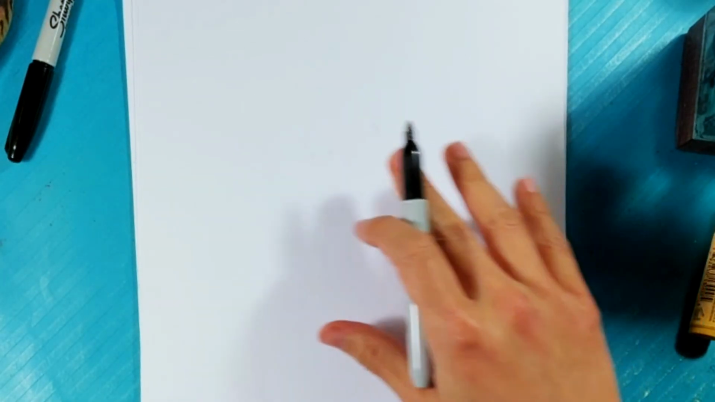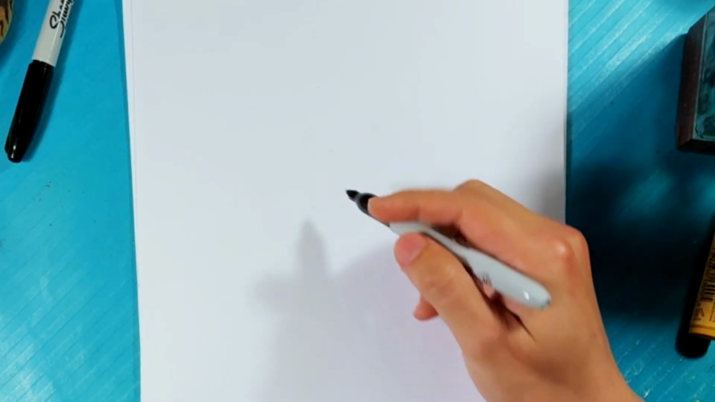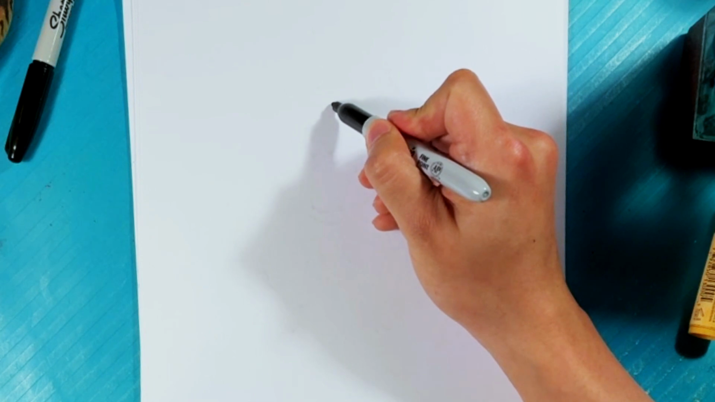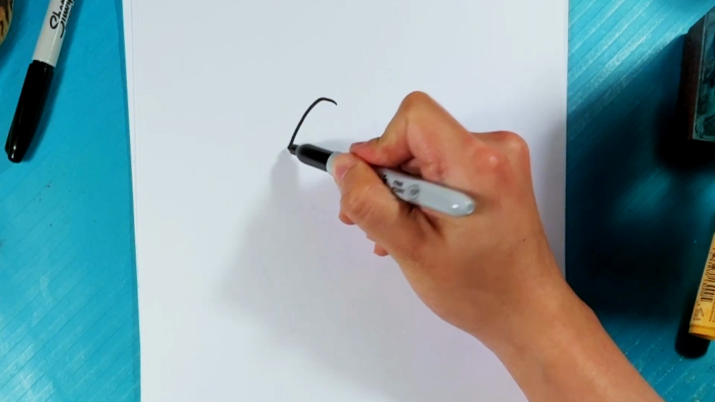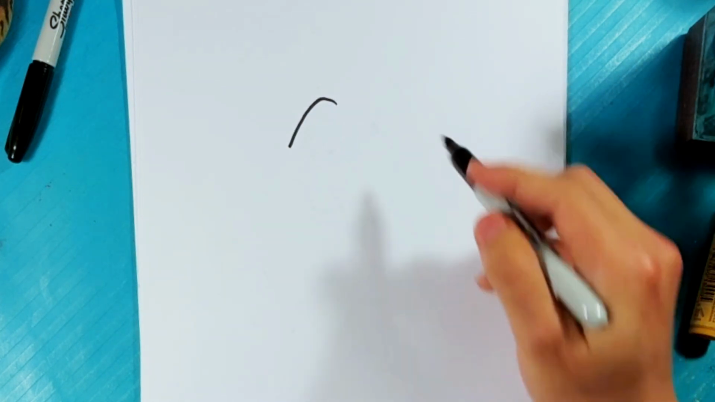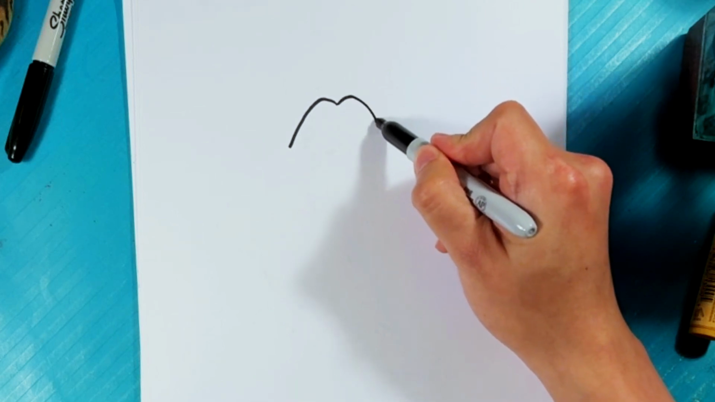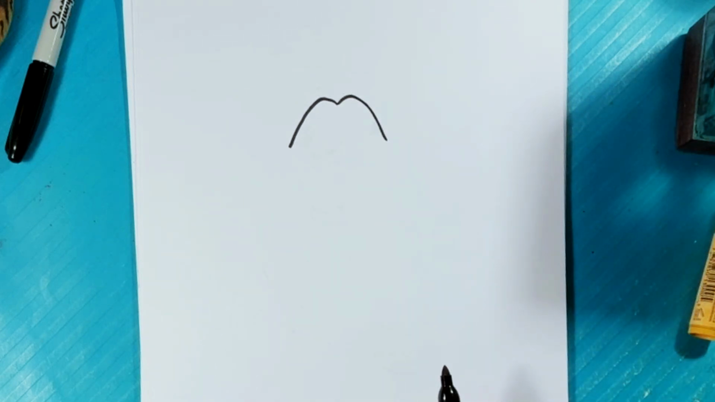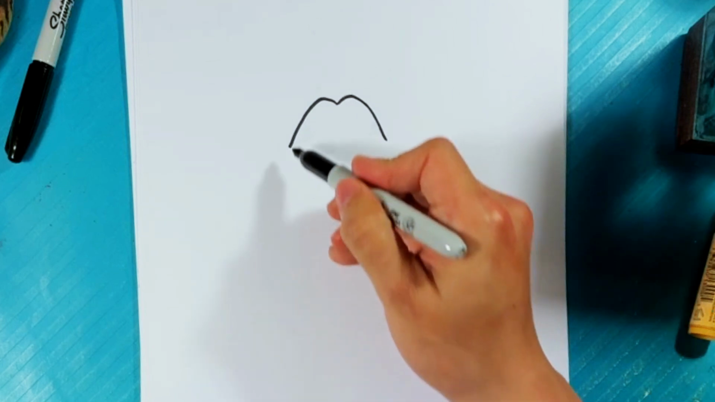Over how to draw Poppy Playtime, okay? Right off the bat, let's get started. It's going to be Hoppy Hopscotch. So I'm going to go over here and draw a curve right here for the top of his head. Curve right here for the other side of his head. Okay? So far, so good.